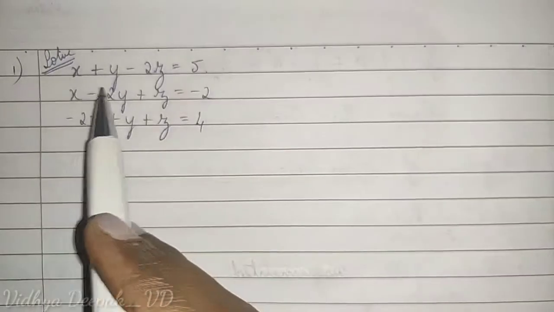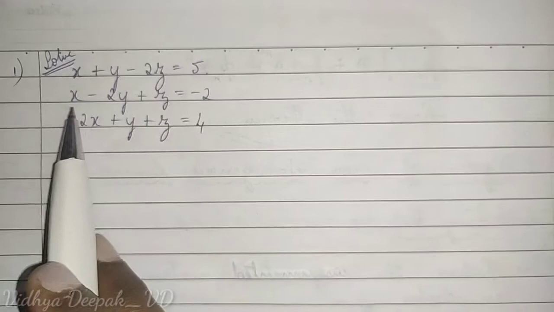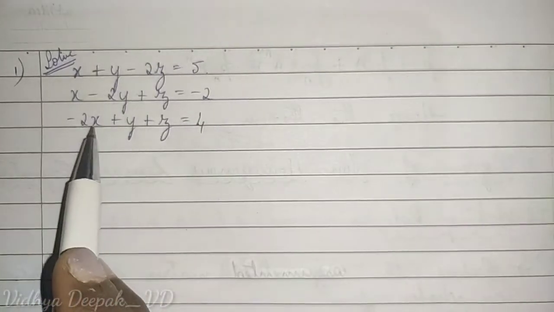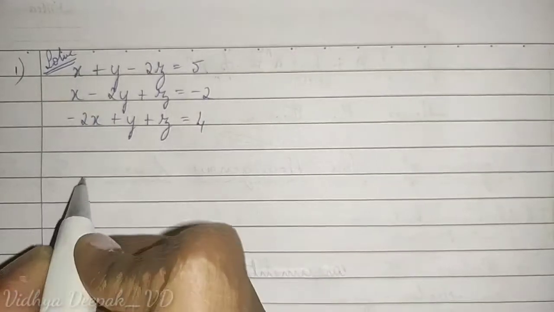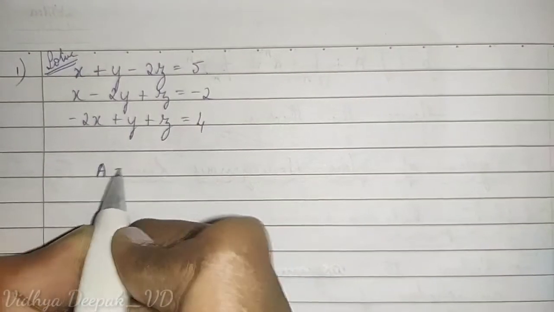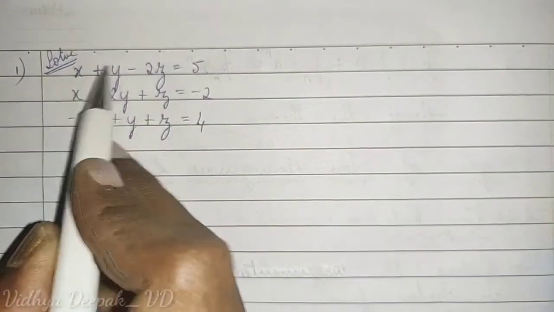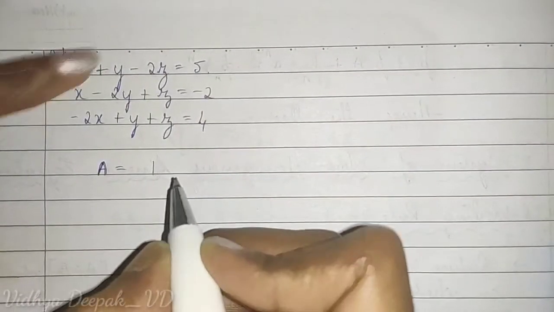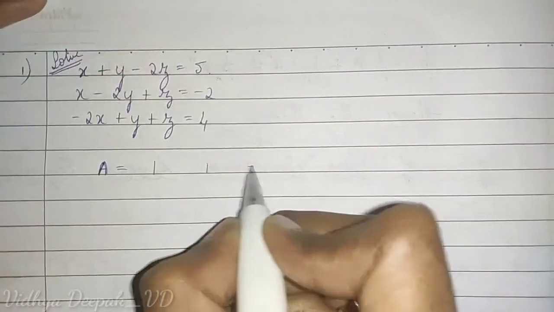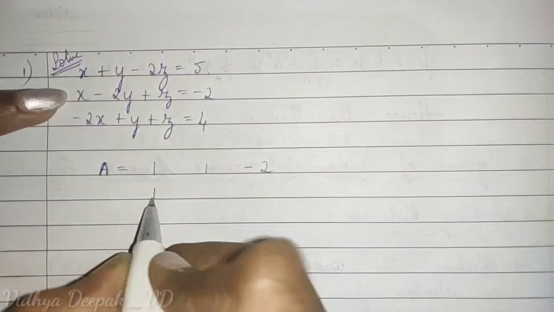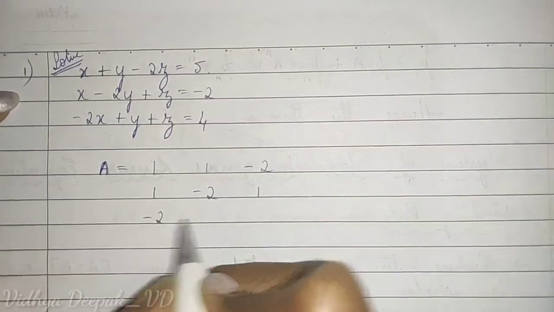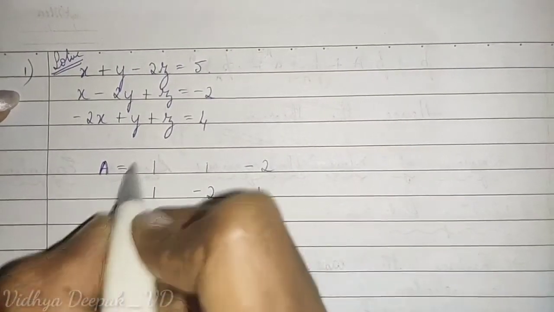Here's a problem. x plus y minus 2z is equal to 5, and we have three equations given. Now we will write these equations in matrix form. Let us consider A to be the matrix which has the coefficients of x, y and z. What is the coefficient of x? 1. Coefficient of y? 1. Coefficient of z? Minus 2. Next row: coefficient of x, 1; coefficient of y, minus 2; z, 1. Then x, minus 2; y, 1; z, 1.